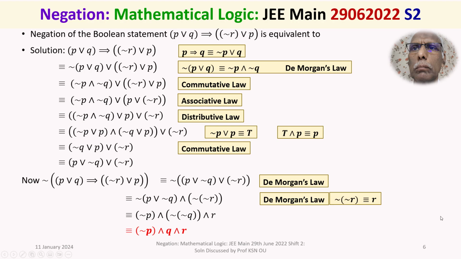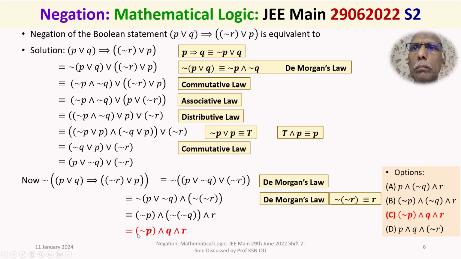Let's look at our options. Our answer, negation of P and Q and R, appears against option C. Therefore, the answer to this question is option C.